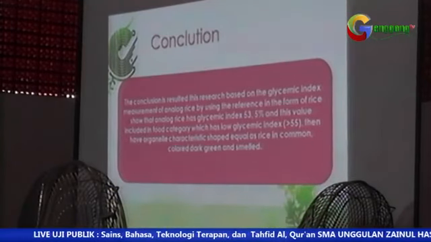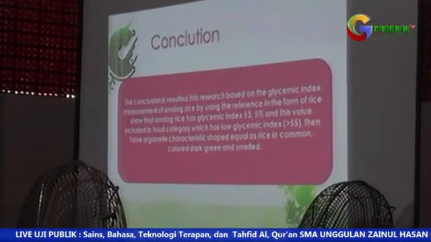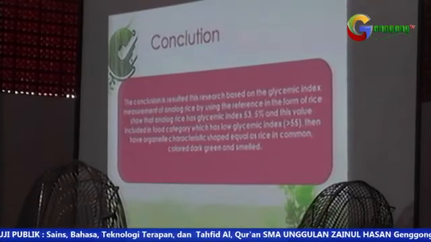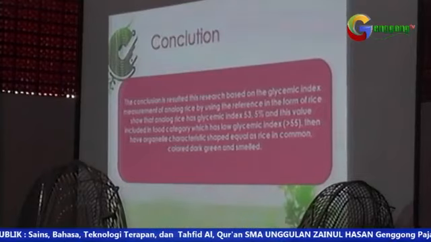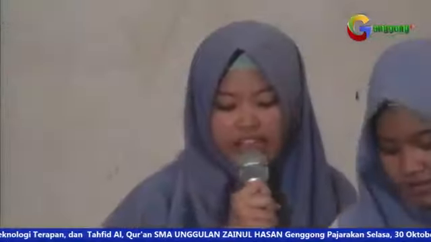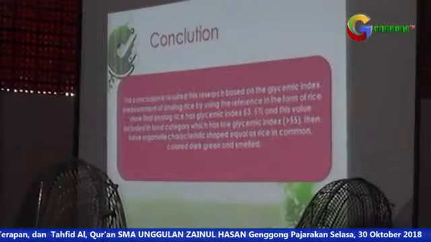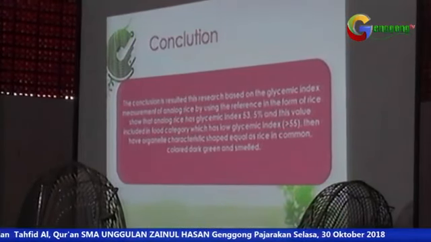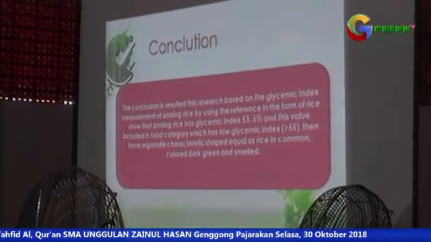So the conclusion from this research, we get our analog rice product with a 53.5% glycemic index value, and the score is included as a low glycemic index value. And our analog rice product has some characteristics. It has a shape and color like rice in common, the color is dark green, and it has a smell.